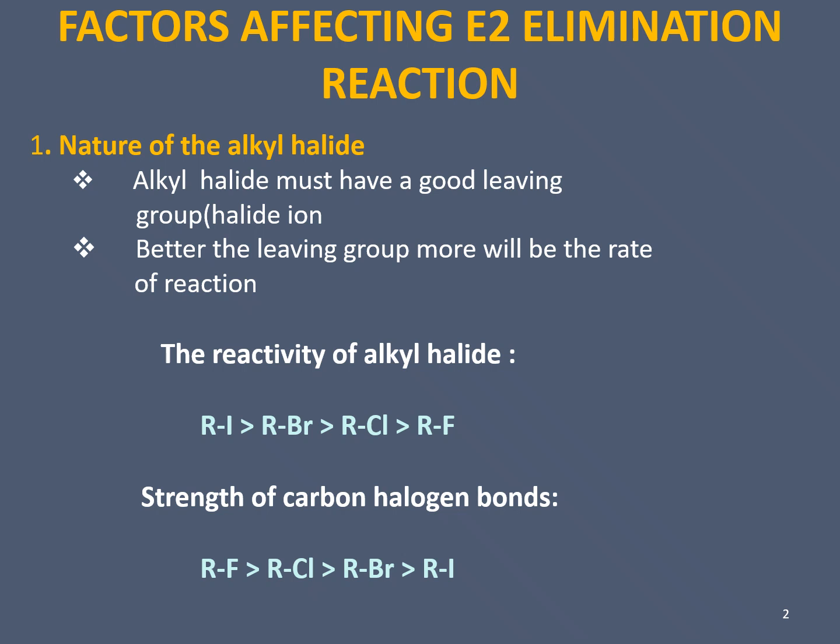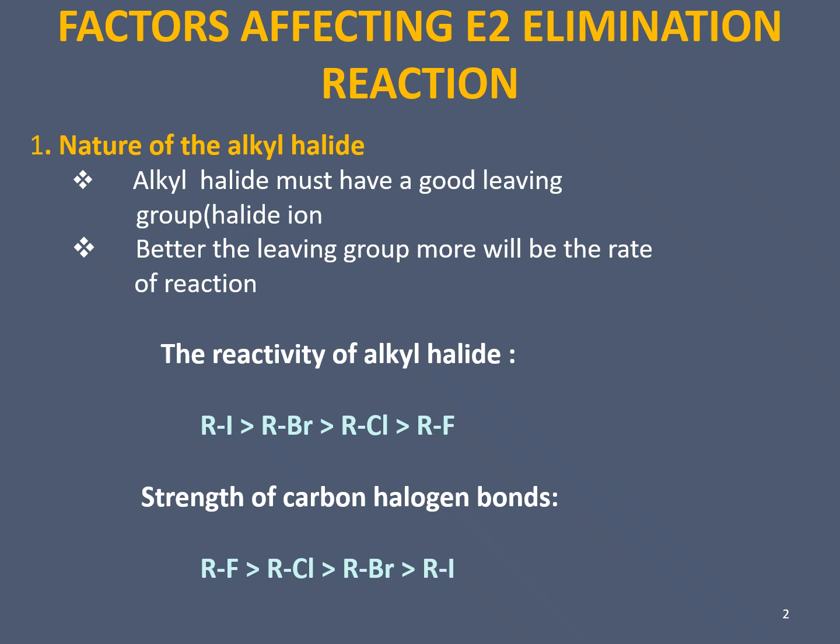So you all know that E2 elimination reactions are bimolecular reactions, and they follow second order kinetics. In this particular reaction, it is a single step reaction. That means the alkyl halide reacts with the base and forms an alkene. In this case, the base attacks the proton in the beta position, and the molecule will lose this proton, and we will get an alkene.